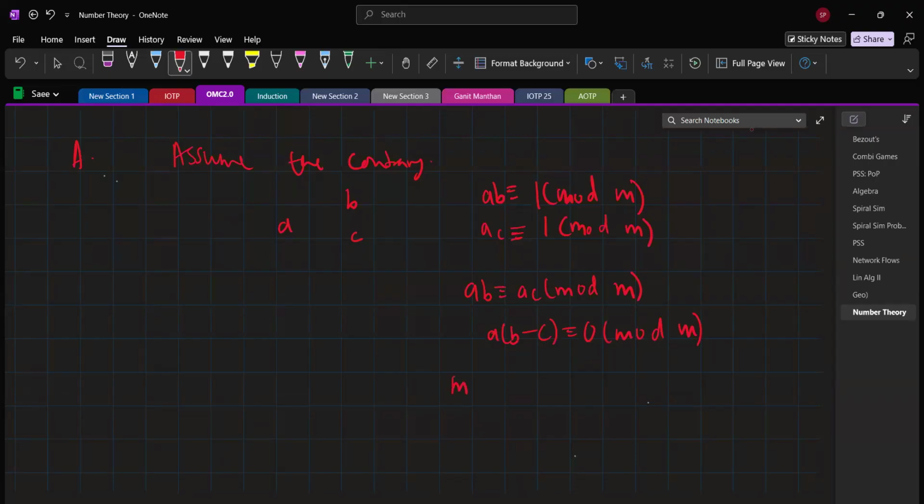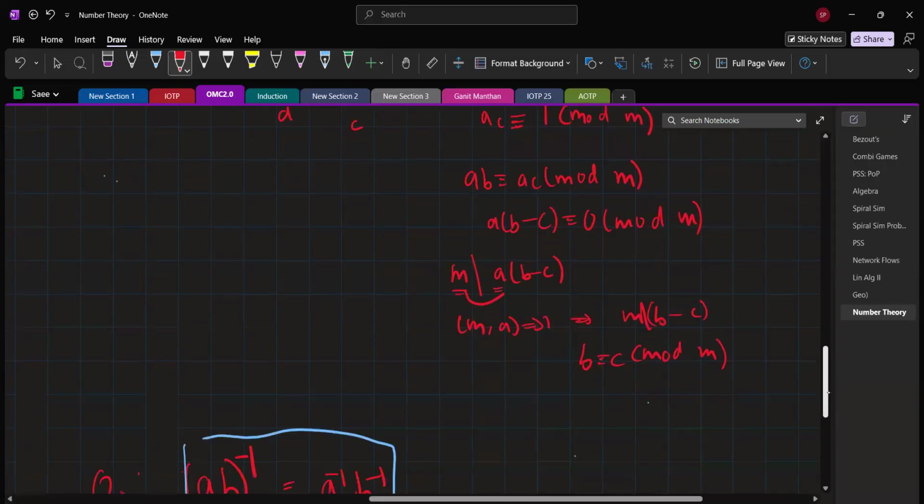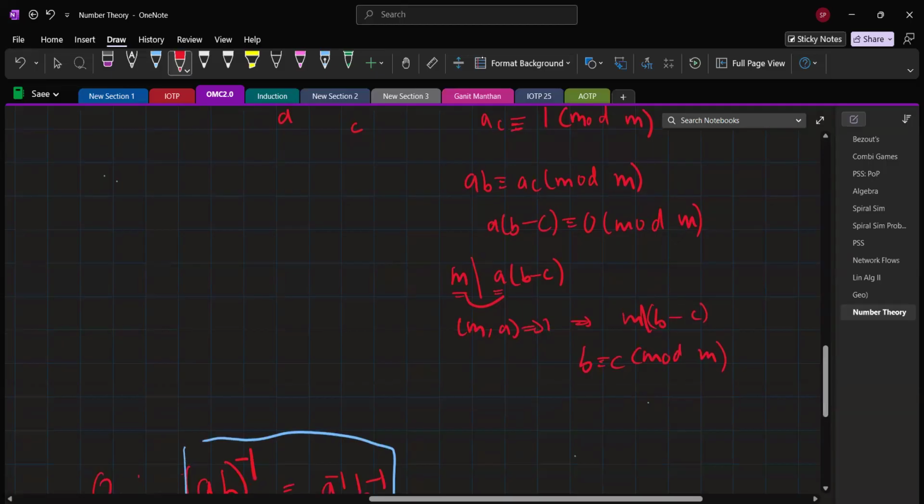Yes, exactly. Those are very important things. You cannot just directly cancel A. The only reason you can cancel A here is because GCD of M and A is 1. I think this was one of the problems on your P set also. Because GCD of M and A is 1, this tells us that M must divide B minus C, which means that B is congruent to C mod M. So B and C have to be one and the same, right? Does this make sense to everyone?